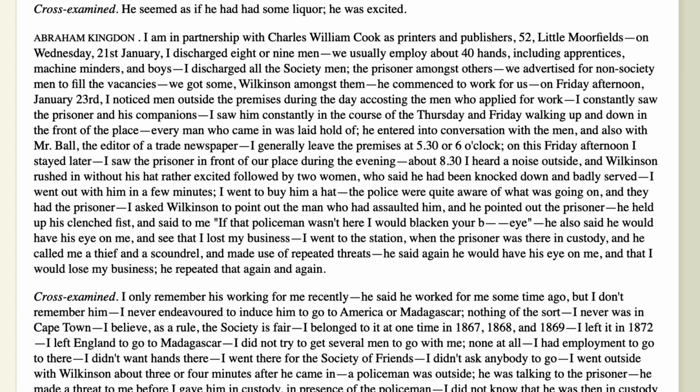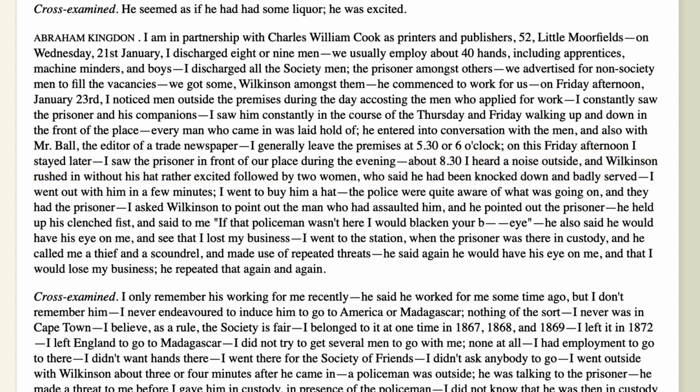If we scroll down a little later, we can see that other witnesses were cross-examined as well, including this guy Kingdon, who was the person whose house the victim rushed into. Kingdon says in his testimony that at about 8:30, "I heard a noise outside and Wilkinson rushed in without his hat, again, rather excited, followed by 2 women who said he'd been knocked down and badly served." So again, this is the work of corroboration.